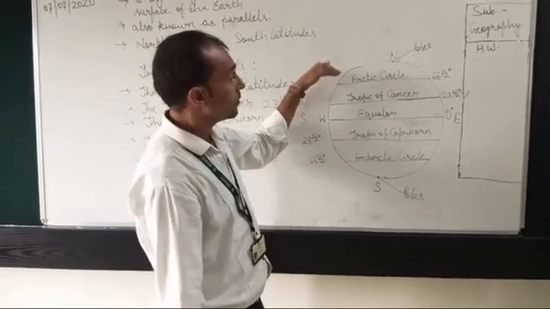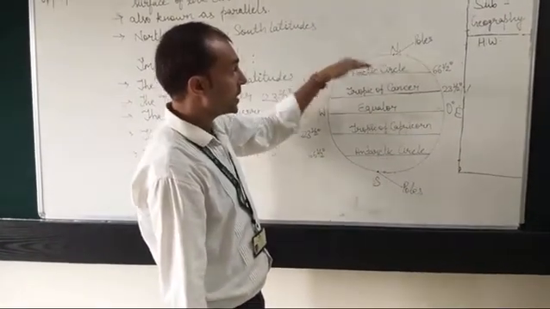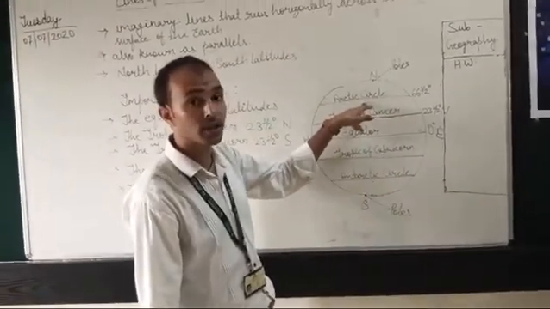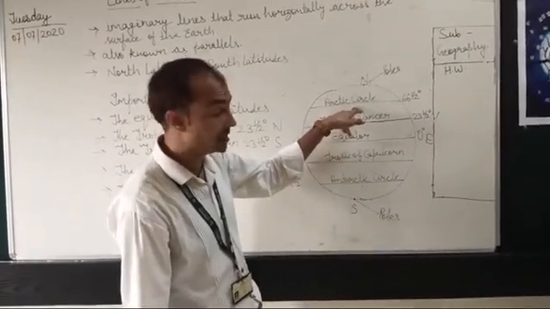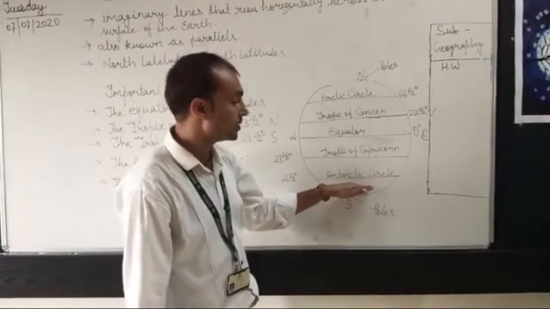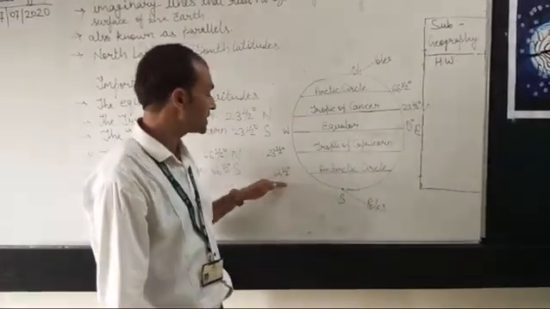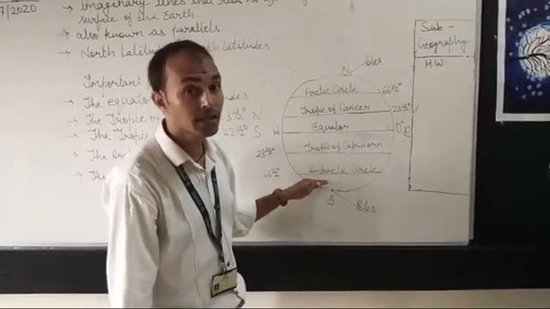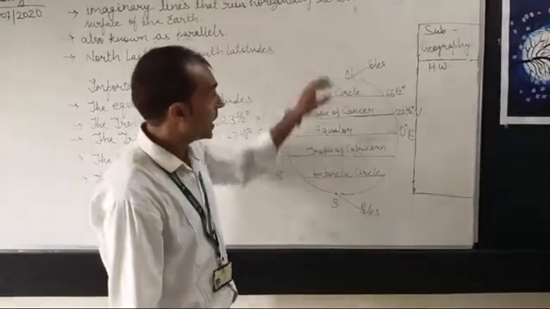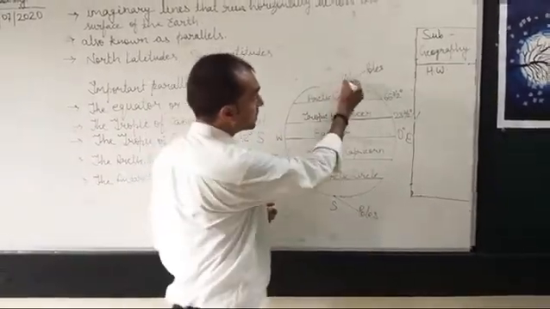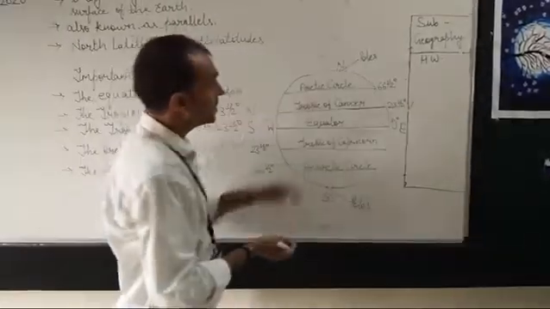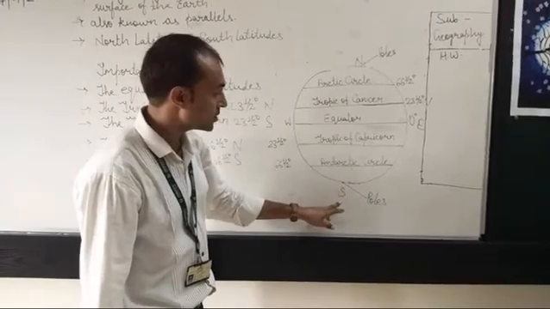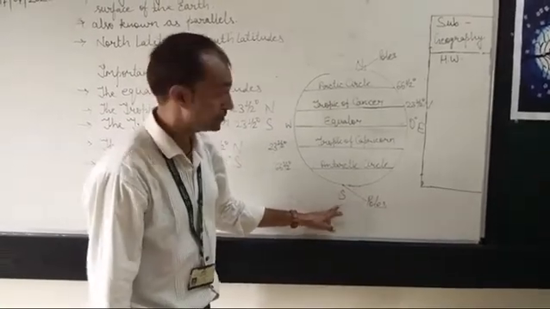Then if we go towards the north, then at 66.5 degree there is the Arctic Circle. If we go down towards the south, then at 66.5 degree there is the Antarctic Circle. And there are two dots. You can see these two dots. The upper one towards the north side is known as North Pole, and this is known as South Pole.